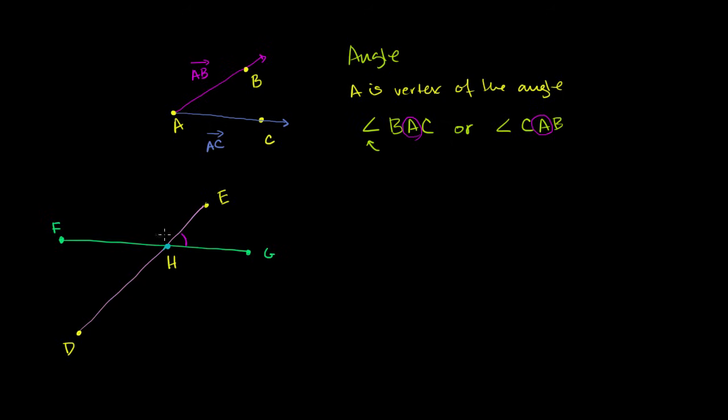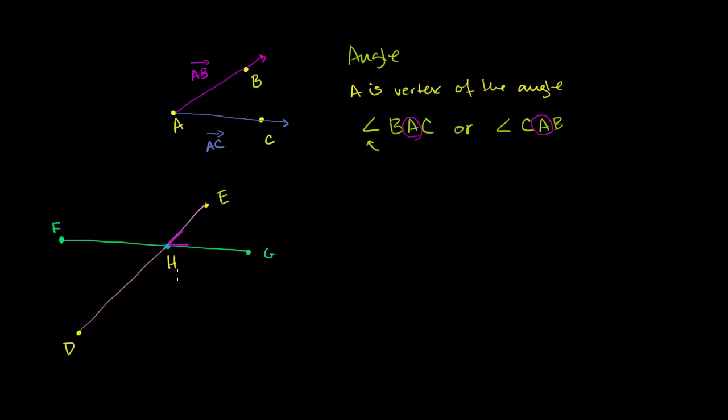Let me draw it this way. You could view it that way, or it could be this. It could be that angle over there. It could be this angle over here. It could be this angle over here, or it could be that angle over there. And so the only way to really specify which angle you're talking about well is to give three letters.